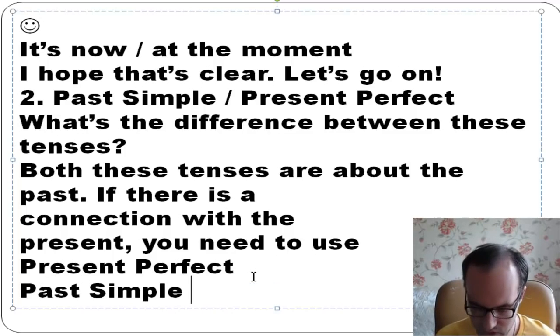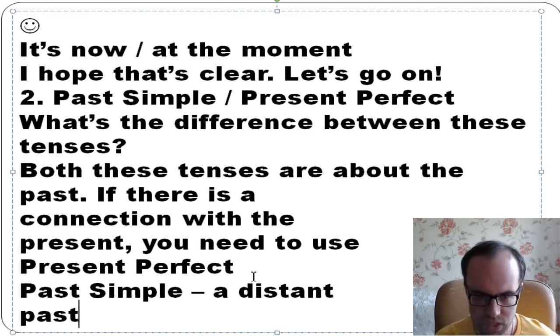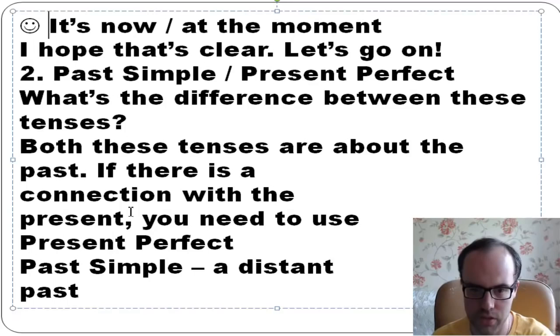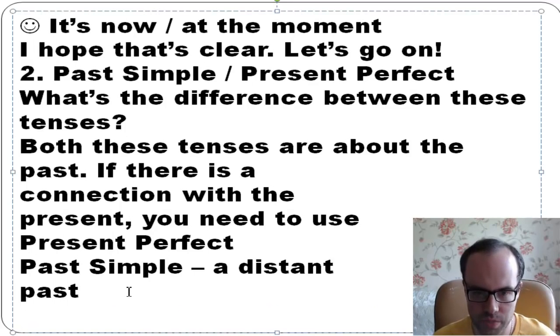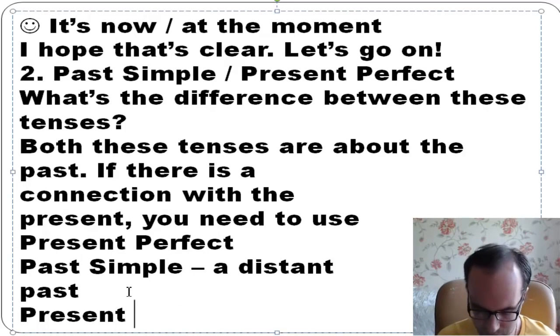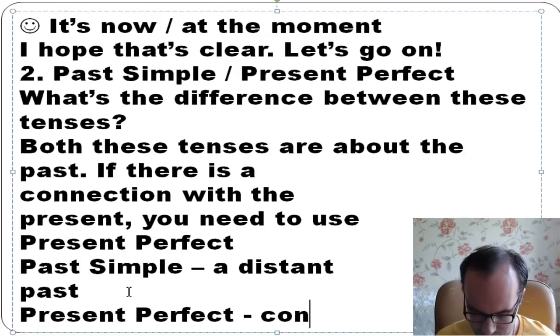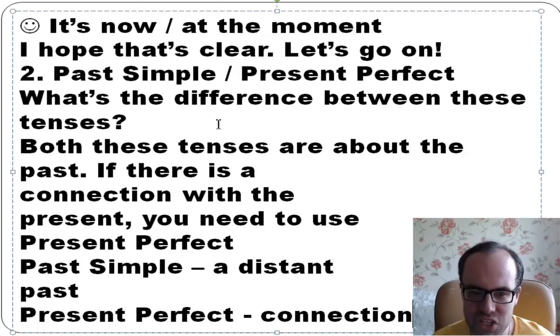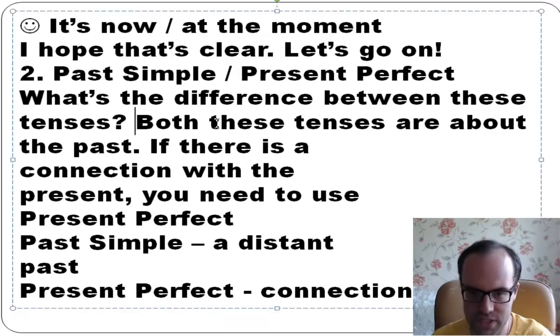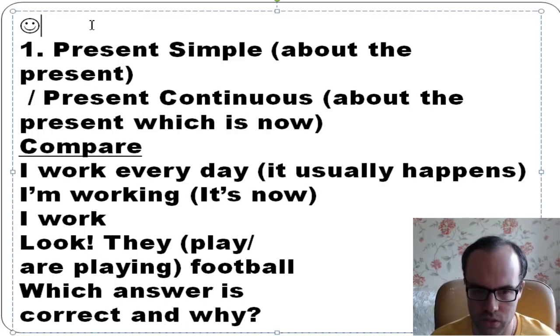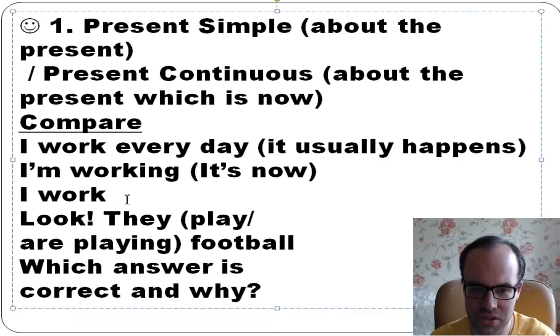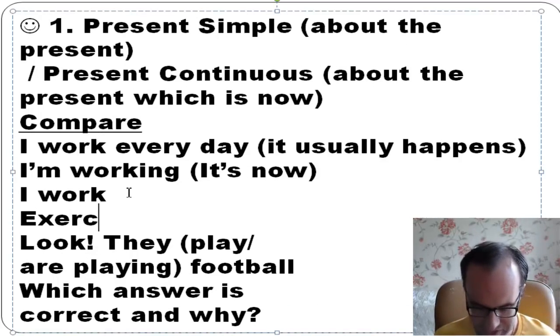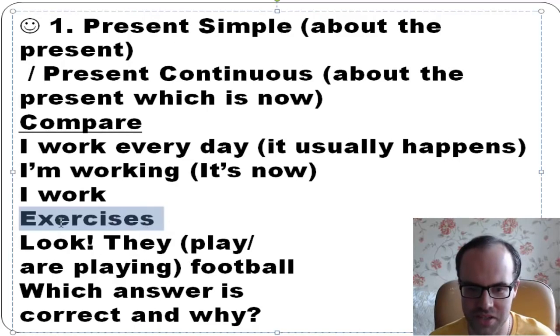So past simple is usually a distant past, and present perfect. So if we are talking about present perfect, there is a connection. Which answers are correct, and why? So I think that you like exercises, you like doing exercises, yeah? So you see, look, is it now or not?